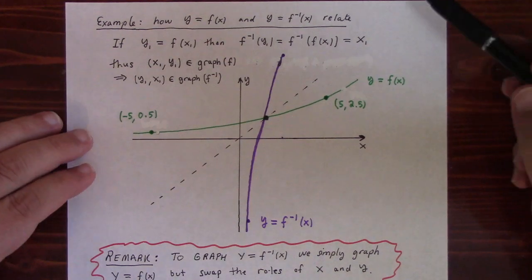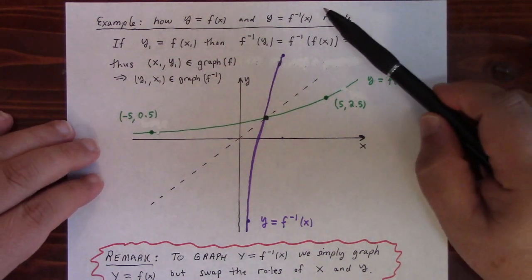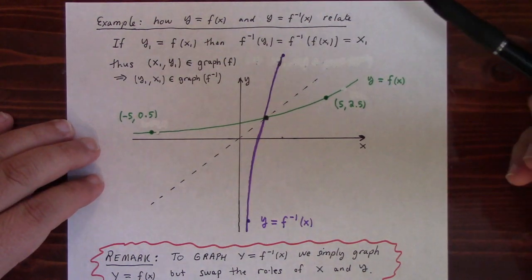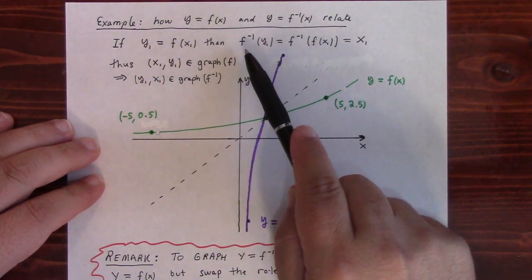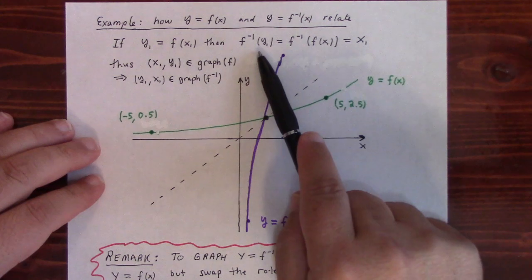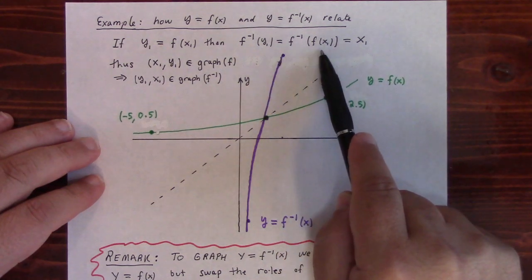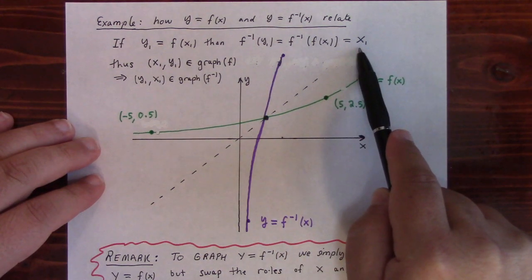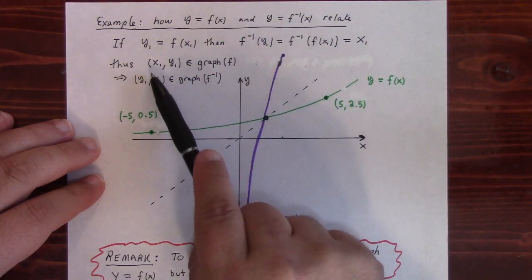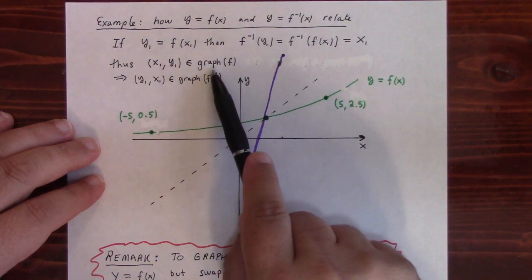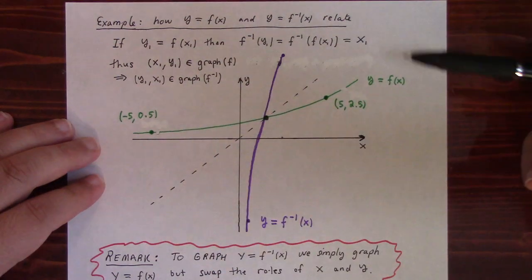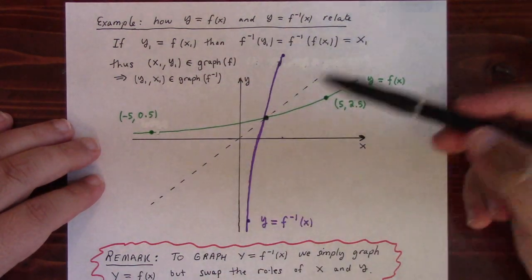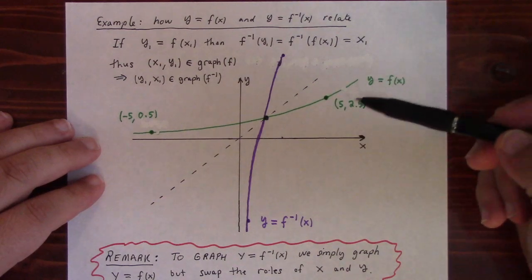All right, so here's an example. Y equals f of x and y equals f inverse of x. How do they relate graphically? If we have y1 is f of x1, then f inverse of y1 is equal to f inverse of f of x1, which is equal to x1. In other words, if x1, y1 is in the graph of f, then y1, x1 is in the graph of f inverse. So here's a hypothetical, I didn't even give the formula, just a picture.